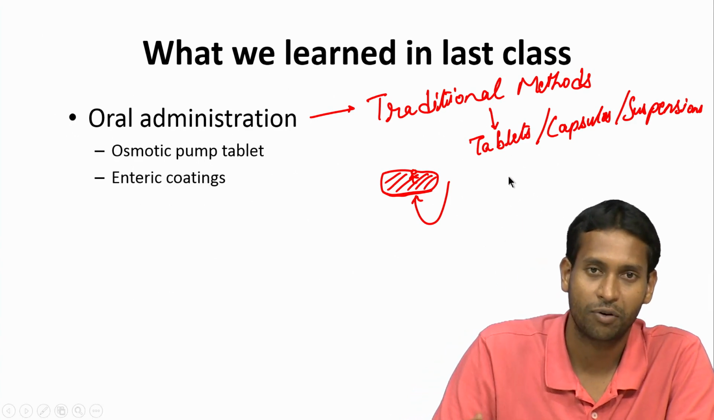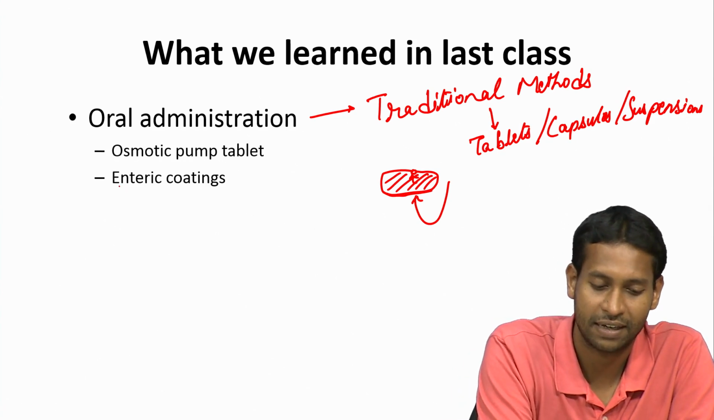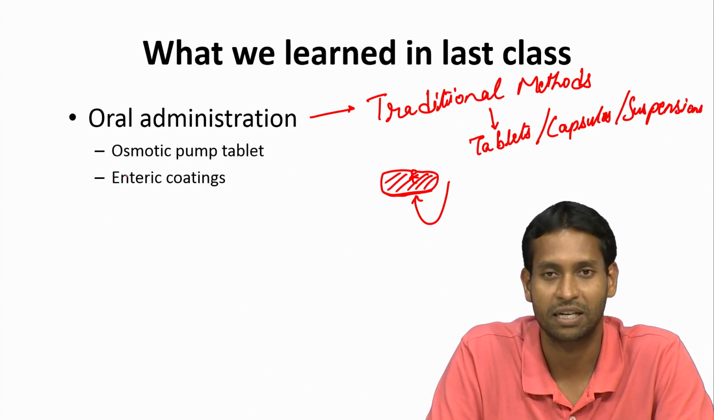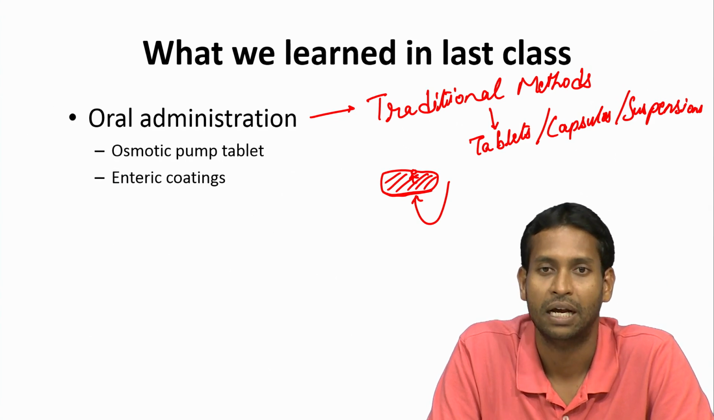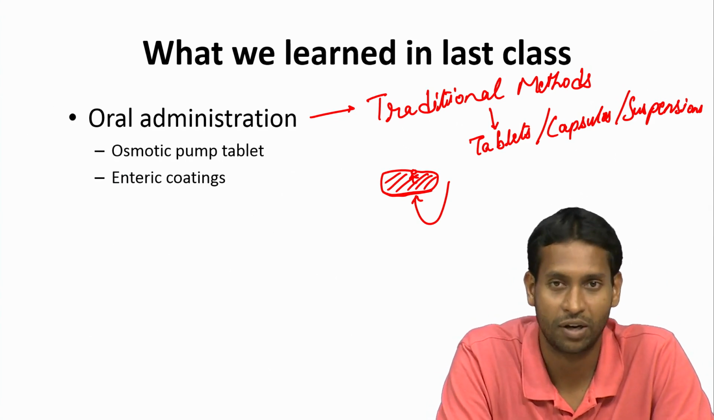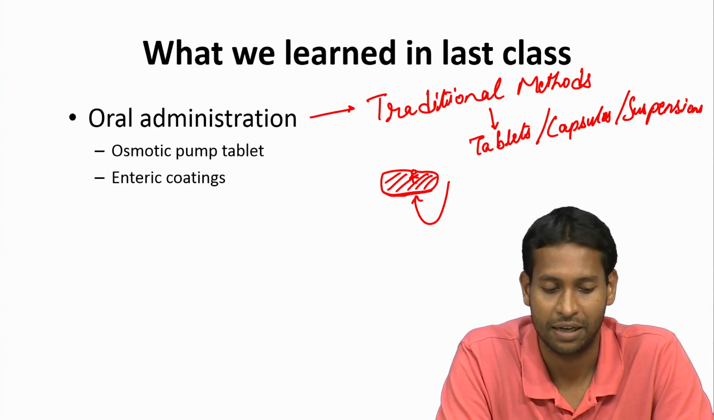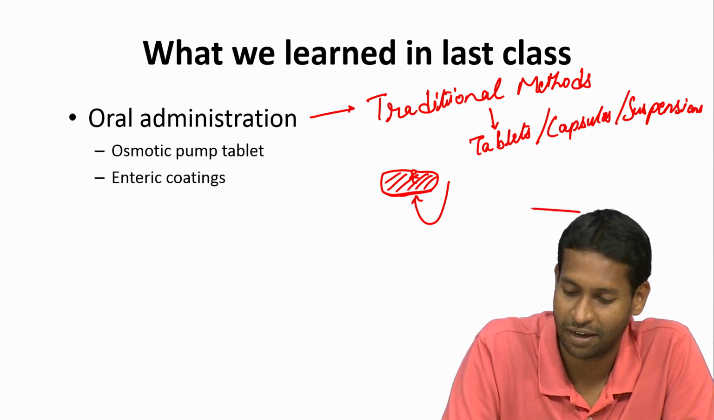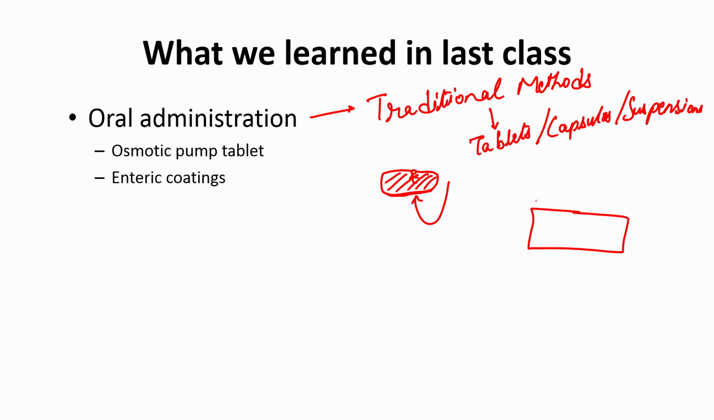Then we talked about enteric coatings. Enteric coatings are a very nice concept in a way that this can be used on most forms of delivery through the oral route. So, you can actually use enteric coatings on tablets as well, and what is done is, let us say if this is a tablet, then you can just coat it with some polymers which have certain characteristics, and that is what we are calling enteric coating.